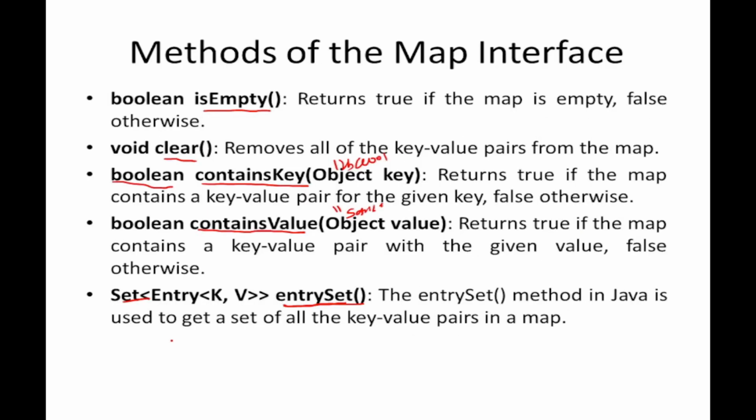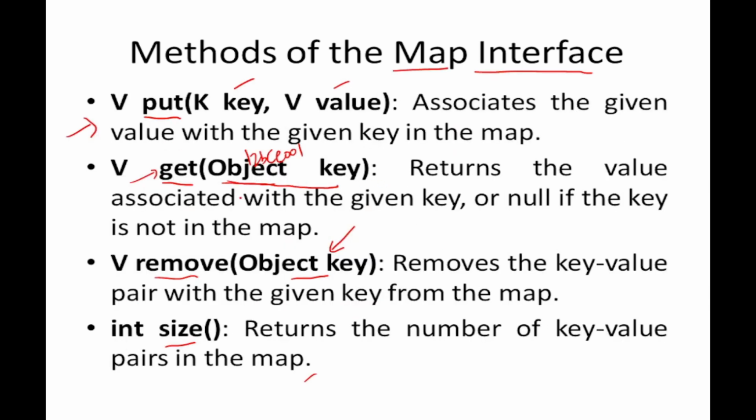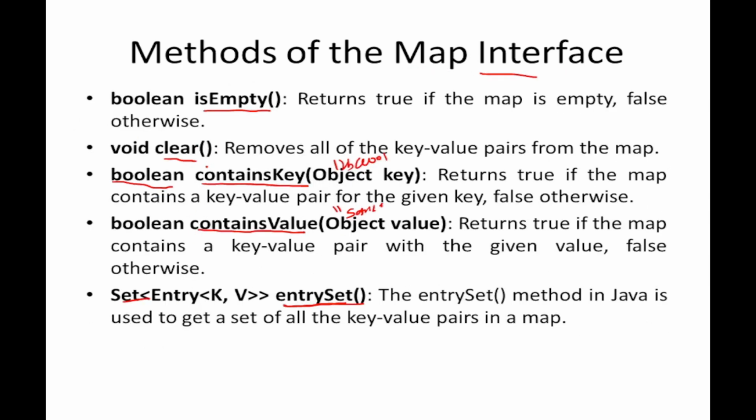So what we understand is that Map is an interface. And what is the use of Map? It's a data structure for supporting key value pairs. And as an interface, it supports all these abstract methods: put, get, remove, size, isEmpty, clear, containsKey, containsValue, entrySet. There can be other methods also inside the Map interface. We're just focusing on a few here.